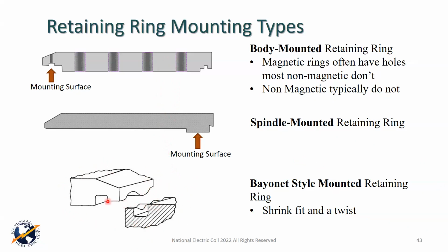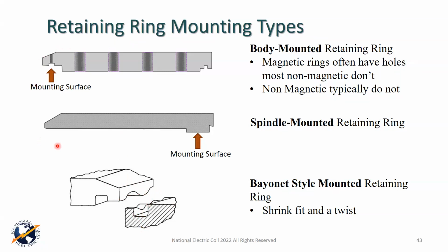It incorporates a shrink fit, plus you have to twist the ring slightly to align these axial ridges so that they match up, and it'll prevent the ring from any kind of axial movement, in addition to the shrink fit you have on it. Not real common outside of the ABB Alstom world, okay?